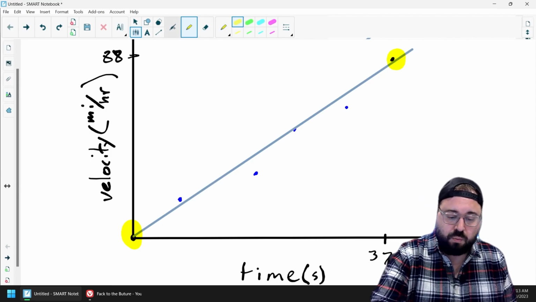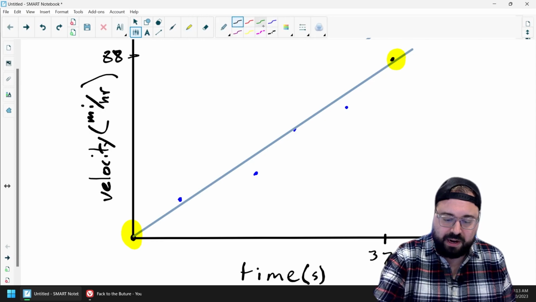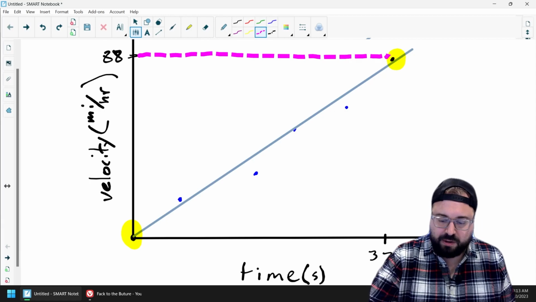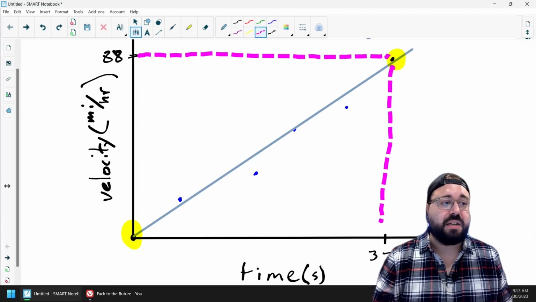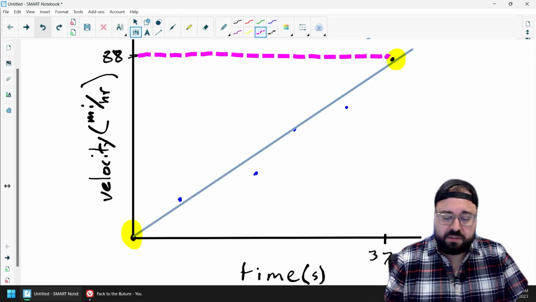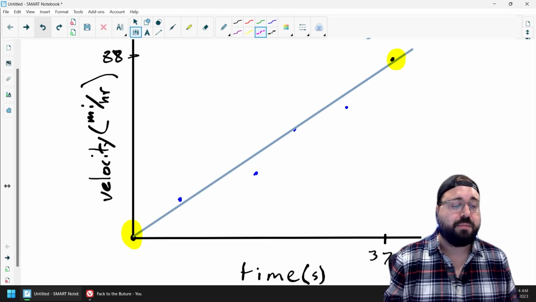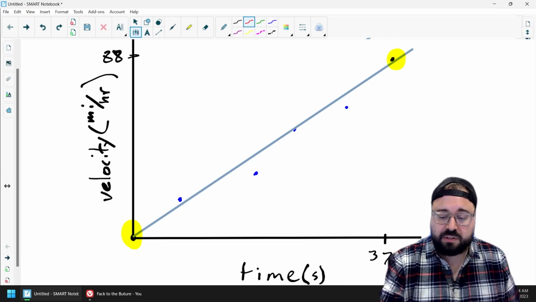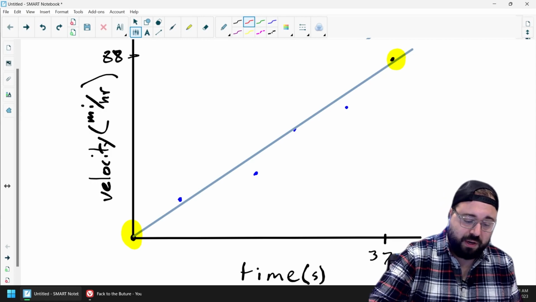For me, what I noticed was 88 miles per hour corresponded with roughly 37 seconds. So this means we should be able to find the slope of this line and do all the things that we normally did. Now, Google Sheets should have found the slope for you, but we're going to calculate it the way that we've been doing, right?